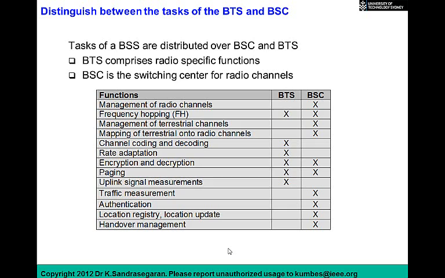Frequency hopping is a function that is performed in a number of mobile networks, and the idea is that the frequency that you're using for communication keeps changing. You keep hopping from one frequency to another frequency, and the basic idea is that by hopping you are trying to minimize the effects of fading that can occur in a mobile network. So these are some of the important functions that are performed in the BSS. Some functions are performed by the BTS and some are performed by the BSC.